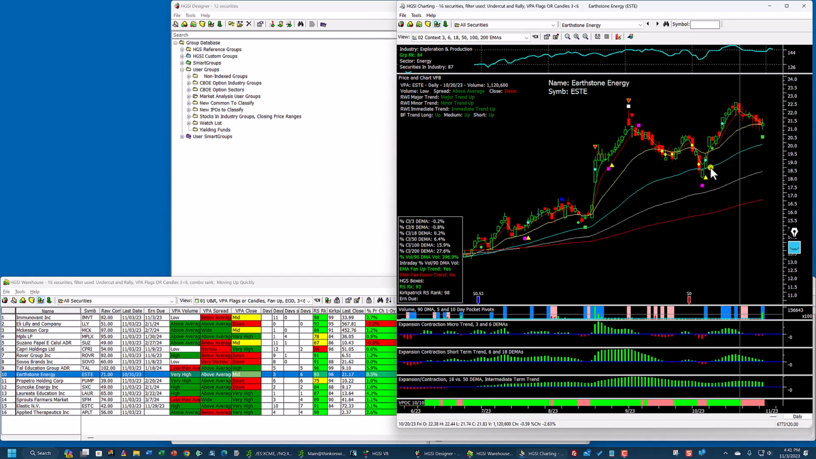I'll go in to the undercut and rally scans. I probably won't do it this weekend, but I will do it at some time. So there are always opportunities. If you missed the opportunities this week, there's always something coming up.